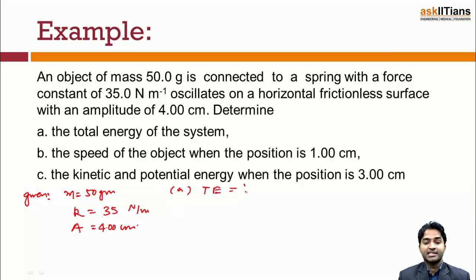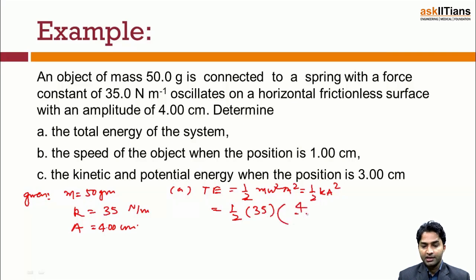So total energy is actually 1 by 2 m into omega square into a square, or in other terms we can say 1 by 2 k into a square, where k is the spring constant. The value of k is considered to be 35 and amplitude is given as 4 centimeters, so 4 by 100 whole square. We will solve this mathematically and get the final answer for question A.